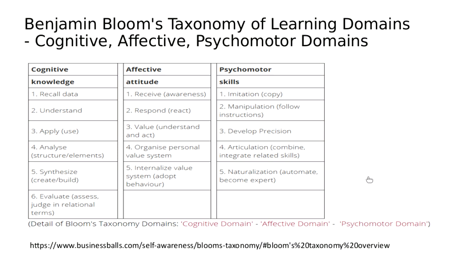One of the most popular ones is Benjamin Bloom's taxonomy. And Bloom put forward this principle that you have various learning domains. You have the cognitive domain, which deals with knowledge. If you look at the slide there, under the cognitive domain we're talking about recalling data, understanding, applying, analyzing, synthesizing, evaluating. All of that is part of knowledge, the thinking things.